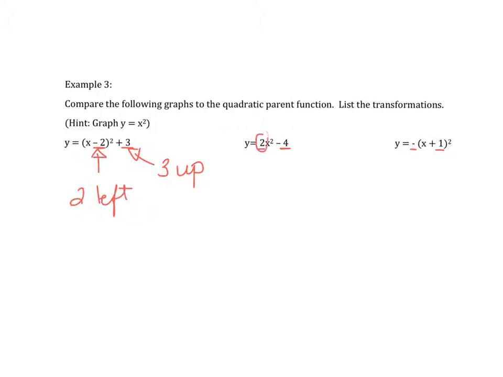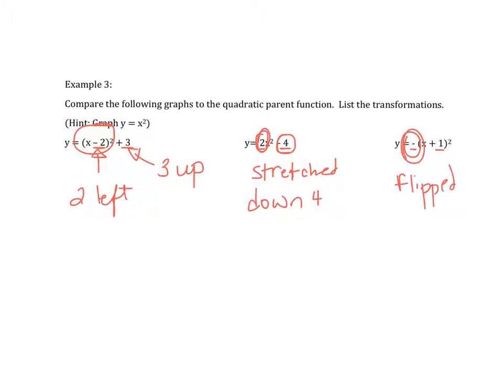On this next one, this 2, this is our a value right in front of the x squared. It is greater than 1. That means it is being stretched. And this negative 4 is not in parentheses, which means that it is moving it down 4. Now, if it had been in parentheses with the x like it was on this first one, that's when it's left and right. Okay, so on this last one, this negative in front tells us it's flipped upside down. And then this 1 is in the parentheses with x. That tells us it's going to be 1 to the left. Remember, that's kind of opposite of what you would think it would be.